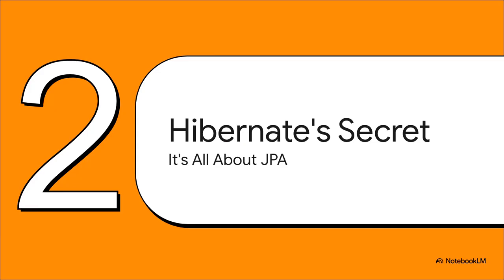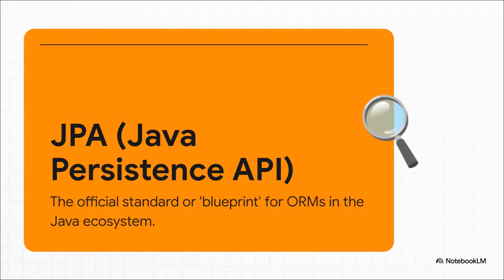Okay, so now let's jump over to the Java world, because this is where we find Hibernate's big secret. And that secret is something called JPA. Now, Hibernate plays a very similar role to EF Core, but it works based on a totally different philosophy. And that one difference changes, well, pretty much everything. This right here is the absolute key to understanding the whole thing.